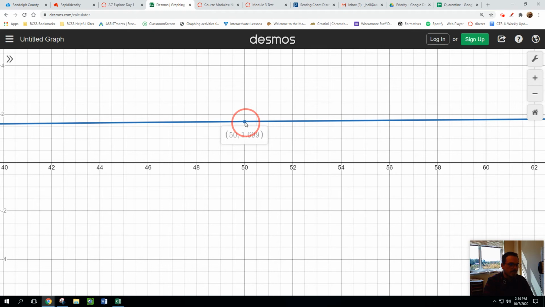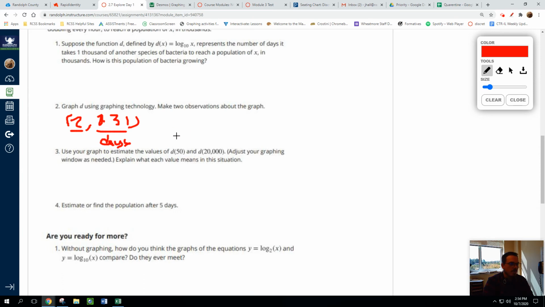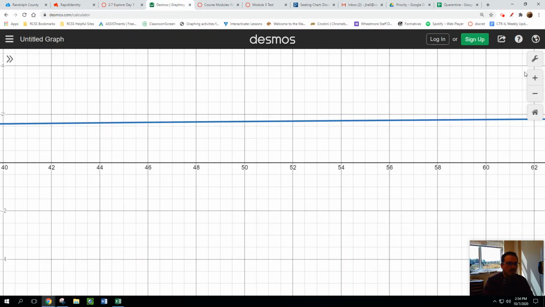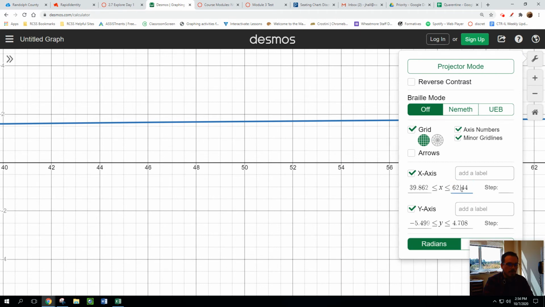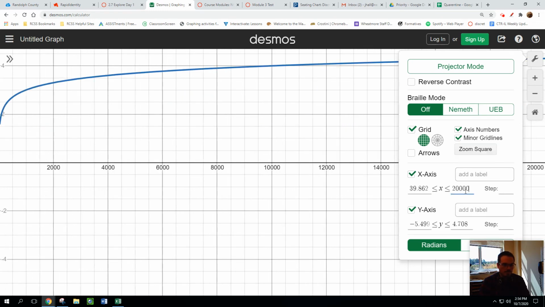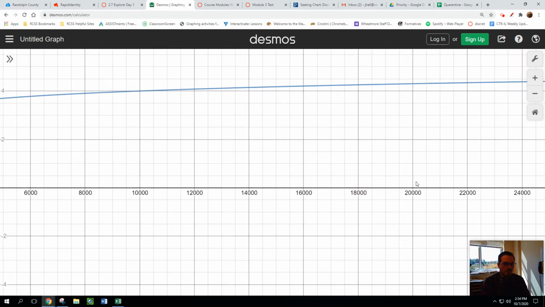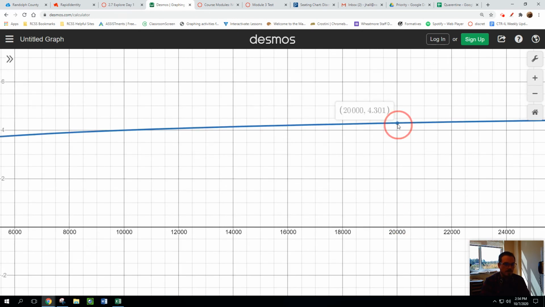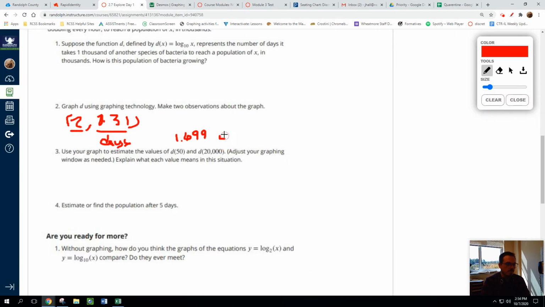And we see at 50, we're at 1.699. Okay, so at 50, we're at 1.699. At 20,000, this is where I'll click the wrench and I'll come down here and I want my last part here to go to 1, 2, 3,000. Now look how far over I am. There's my 20,000, and I can just click and highlight. 20,000 is at 4.301. Go back and review that if you need help on how to adjust that window.